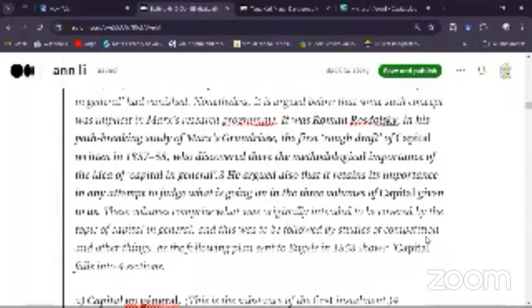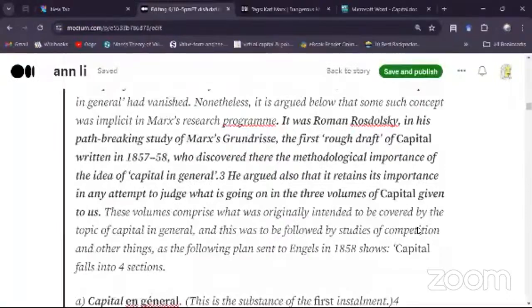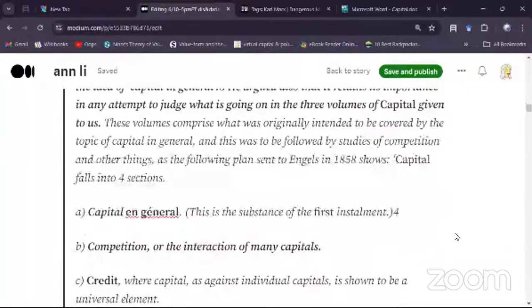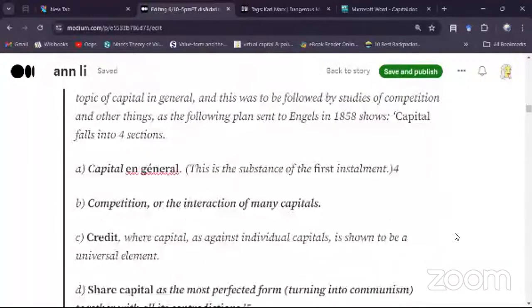Note, this is right after the Grundrisse, and before the critique. Capital falls into four sections. Now, why is this at all important? It'll hopefully be important in a second here. Capital in general, this is the substance of the first installment. That is, this general position on what capital might be.